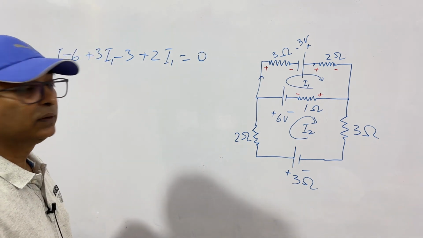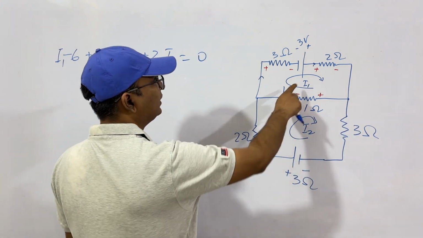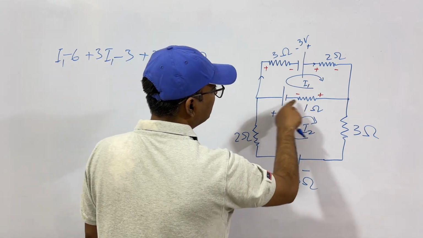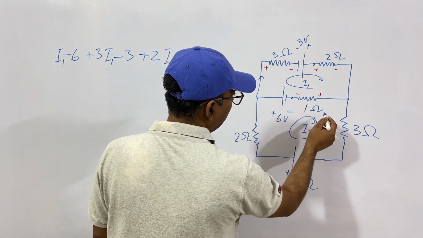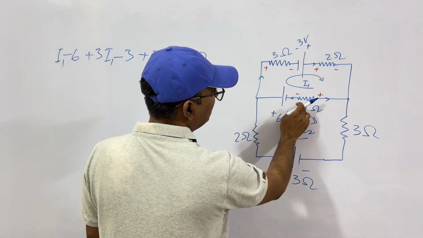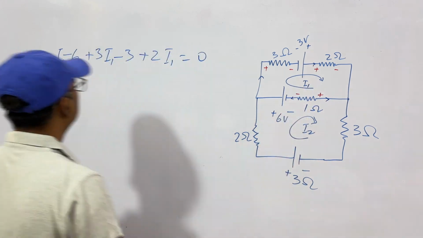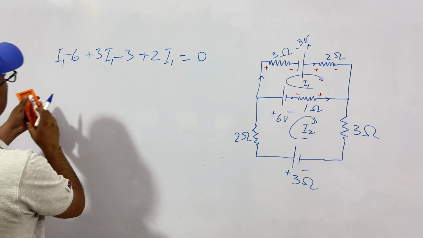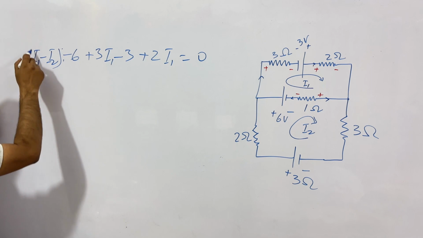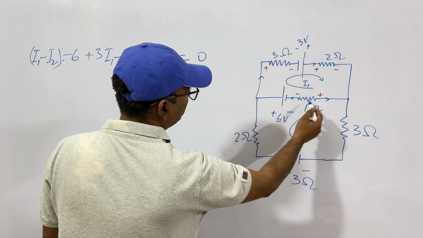Is this correct? No. Why? When this branch was not there, the current was I only, so we took I into 1. But now we have I1 in this direction. See, I1 is in this direction and I2 is in this direction. So when you take this flow of direction, the current in this 1 ohm resistance will be I1 minus I2, not I1. So here I have written I1. In place of this, you'll have to write I1 minus I2 into 1. Clear?